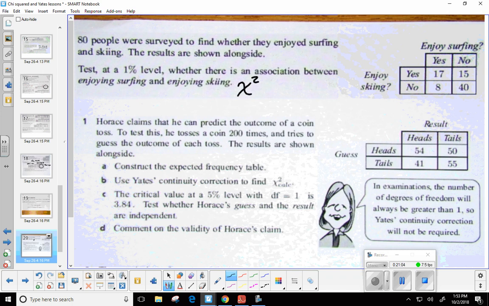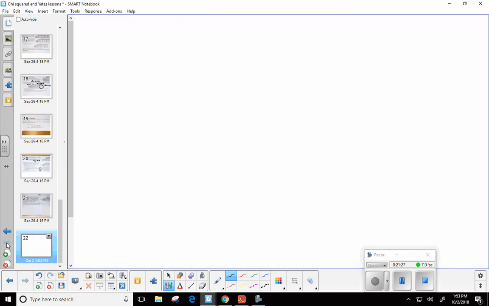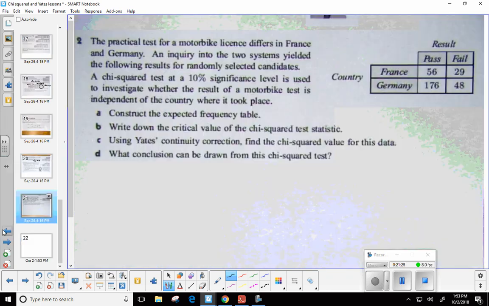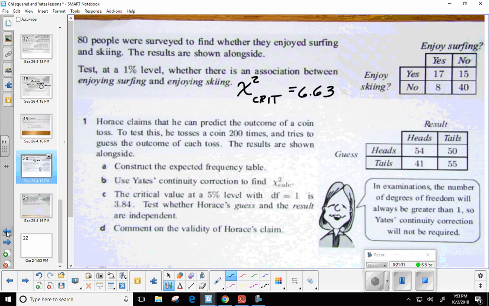There you go. So chi-squared critical. You said 6.63? Okay, 6.63. Okay, 1% with a DF of 1. Okay, now this one we are going to have to go ahead and take a look at by hand because we have the modified formula. And let's see here. I don't believe I have a spreadsheet here. So we'll just go ahead and do this.